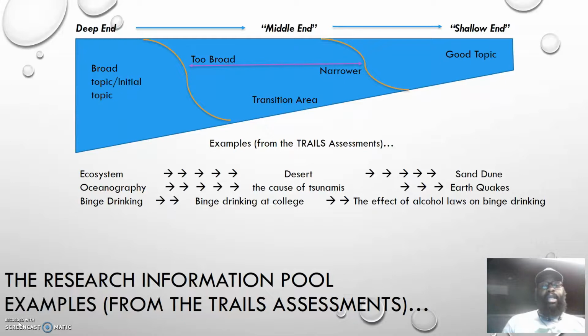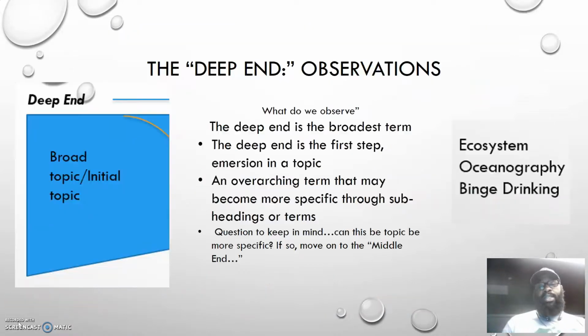The last one is binge drinking, which you shouldn't be doing anyways. And then we're looking at binge drinking at college and the effect of alcohol laws on binge drinking. So these are just examples of how we go from more broad to more narrow. So let's take a moment now to look at our observations. What do we observe? The deep end is the broadest term. The deep end is the first step in its immersion into the topic.